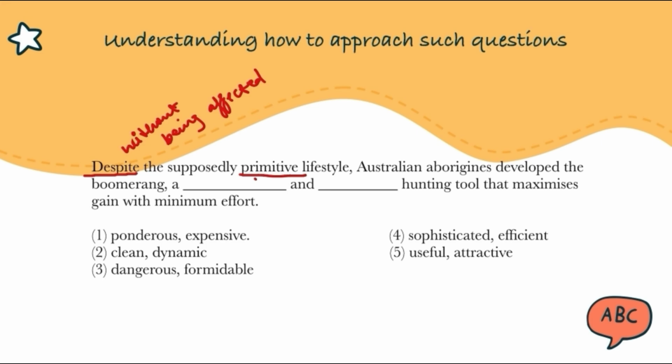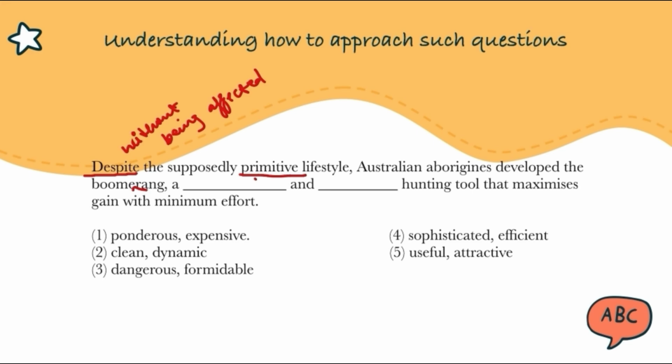So due to the word despite, we come to the realization that the tool, the boomerang that we're talking about, is being talked about in a positive connotation, in a positive term, right? So it says, despite supposedly primitive lifestyle, Australian Aborigines developed boomerang, a dash and a dash hunting tool that maximizes gain with minimum effort.